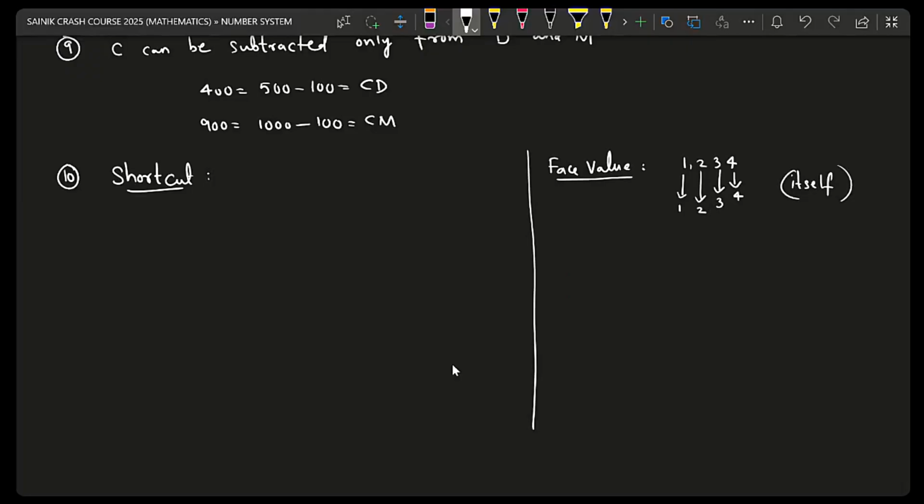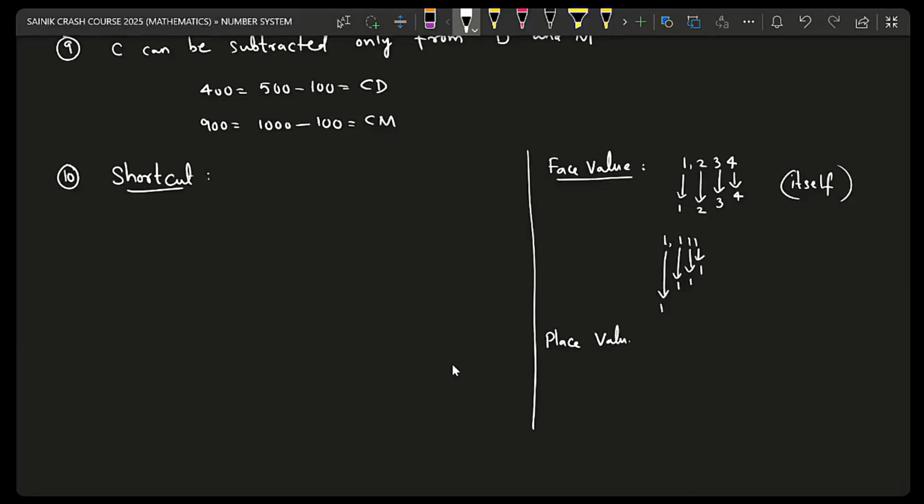For example, you take 1111. This one is in ones place, its face value is 1. This one is in tens place, its face value is also 1. This one is in hundreds place, its face value is also 1. This one is in thousands place, its face value is also 1. That means, do you think face value depends on the place? Definitely not. And next we are going to discuss place value.